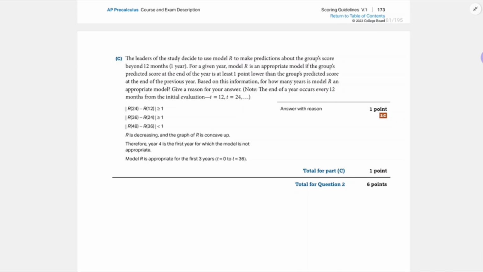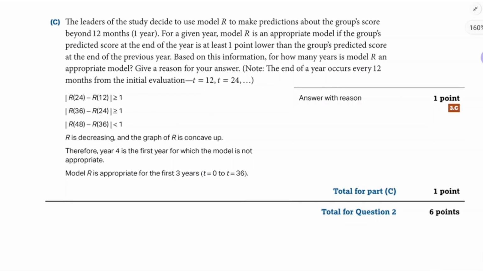Okay, here we go. Interesting. So they did end up doing something very similar to what I did. We found that year 4 is the first year in which the model is not appropriate. Model R is appropriate for the first 3 years, t equals 0 to t equals 36.